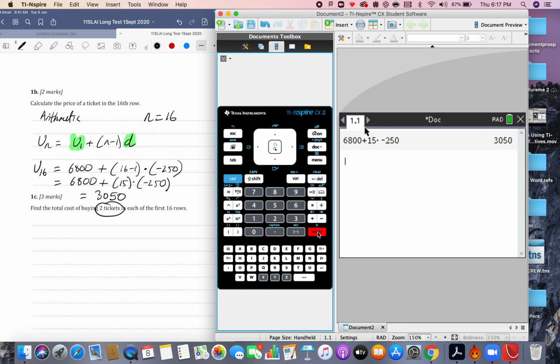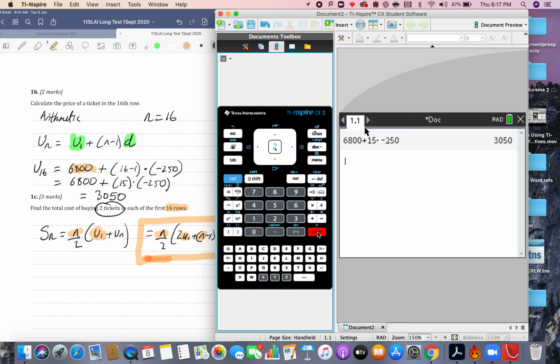Okay, find the total cost of buying 2 tickets. Now this is a bit weird because we've got a formula: S of n equals n over 2, u1 plus un, or n over 2, 2u1 plus n minus 1 into D. And if we think about the values we've got, this is about 16 rows, so we've got n, 16. We know u1, that's the 6,800 already given. We've got D. So it looks like this formula is good to use.